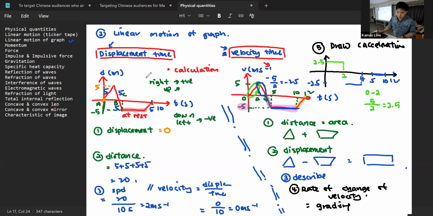So for this one, everyone, for displacement time, they will also ask you to draw velocity time. And the question is the same. You draw horizontal lines. Are you clear? Okay, this is everything about linear motion. That's all. Any question? No? Okay, great.